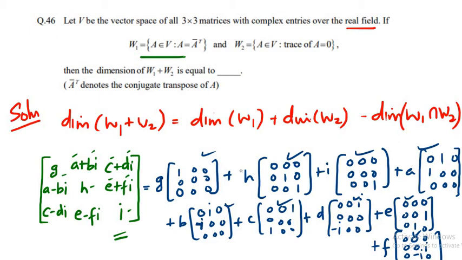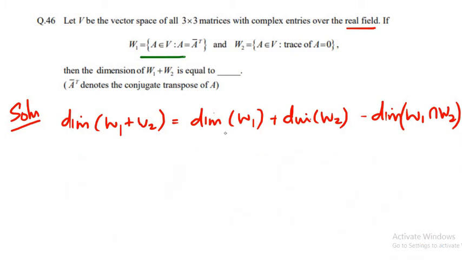Basically, when you're finding dimension, you have to find the basis. Basis means it contains the linearly independent vectors which can span the complete space. So it is the minimum number of linearly independent vectors which can span the complete space. So we got this answer as 9.